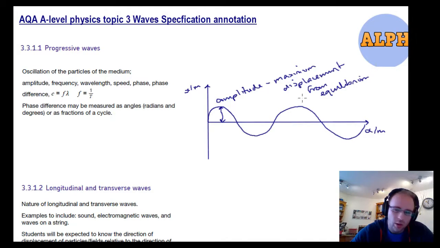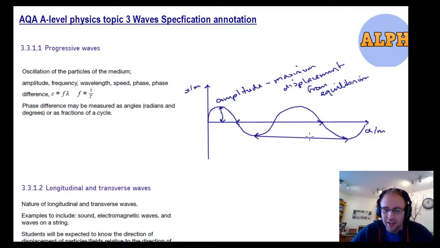To find the wavelength, so on these axes, to find the wavelength, I go from one point on one wave to the same point on the next adjacent wave. So we can go peak to peak, trough to trough. We can go from here, I don't know if that's on the axis, so from here to here.